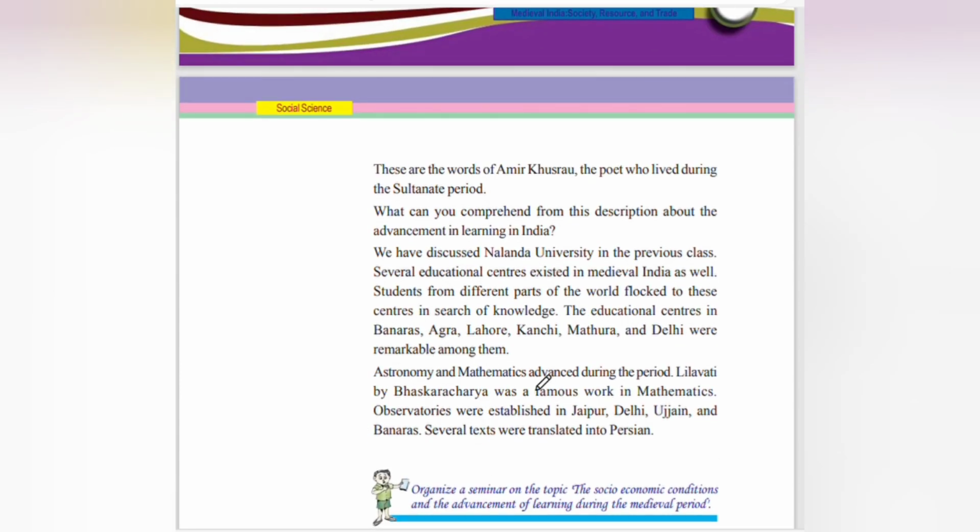Astronomy and mathematics advanced during the period. Lilavati by Bhaskaracharya was a famous work in mathematics. Observatories were established in Jaipur, Delhi, Ujjain and Banaras. Several texts were translated into Persian.